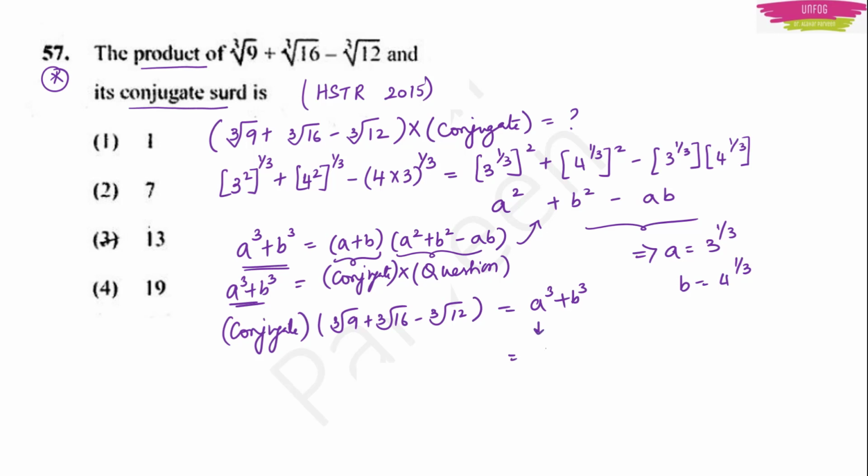Now what is a? It is 3 to the power 1 by 3. I have cube, so I will write 3 to the power 1 by 3 whole cube plus what is b? 4 to the power 1 by 3. I have whole cube. Okay. Now this 3 and this 3 will get cancelled. I will have 3 plus 4. So my answer will be 7. Okay. Option 2 will be the correct answer.